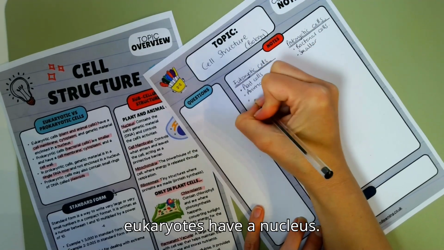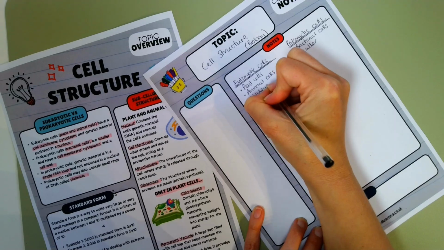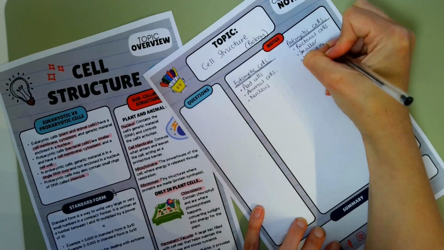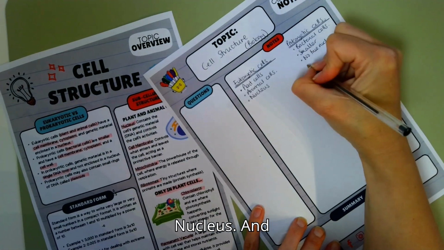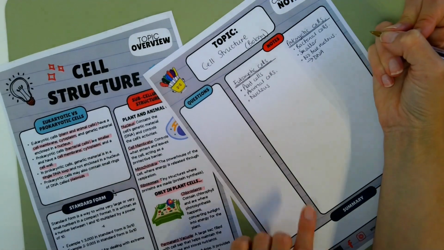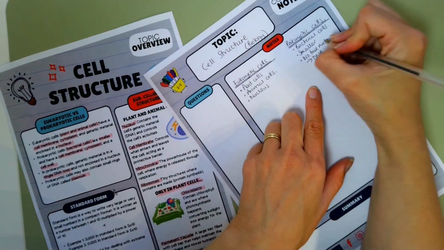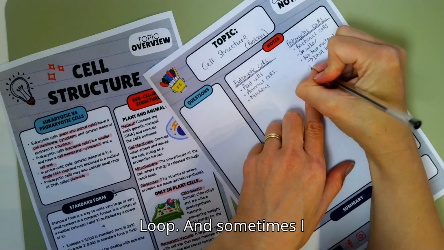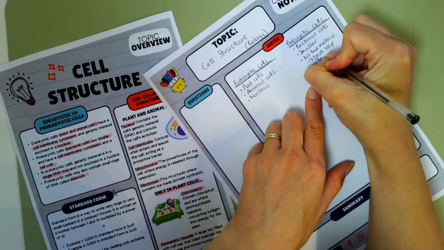It tells me that eukaryotes have a nucleus. Prokaryotes, no true nucleus. And then they have a DNA loop. And sometimes they have plasmids.